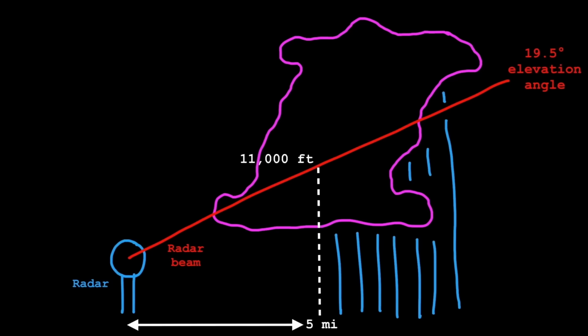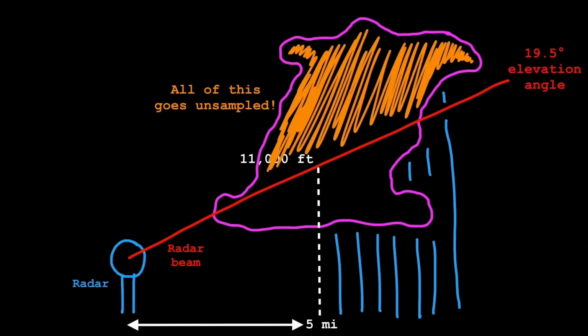At just 5 miles from the radar, this corresponds to an altitude of about 11,000 feet, which is only about 20% or so of the depth of typical springtime supercells. Adding more elevation angles would significantly increase the time it takes for a radar to complete a volume scan, which would be extremely detrimental in severe weather scenarios.